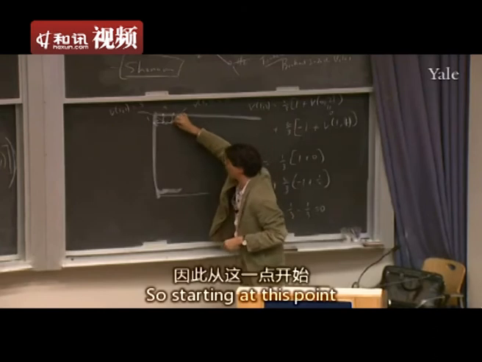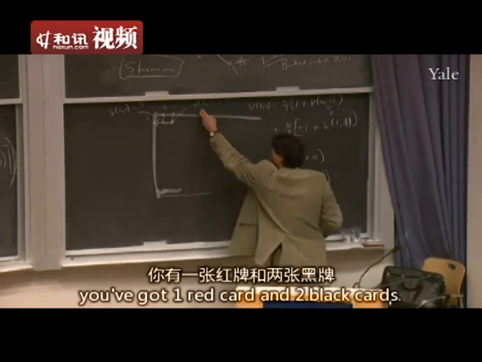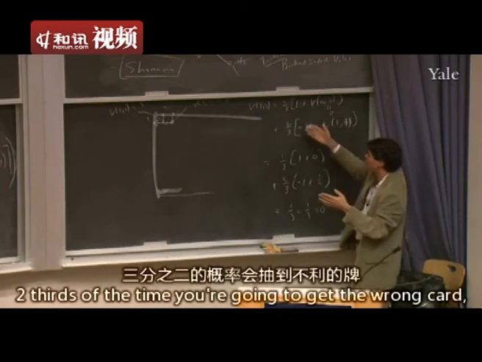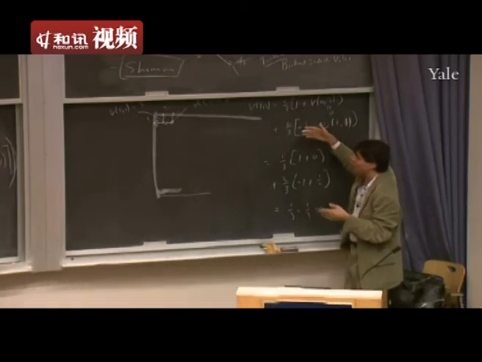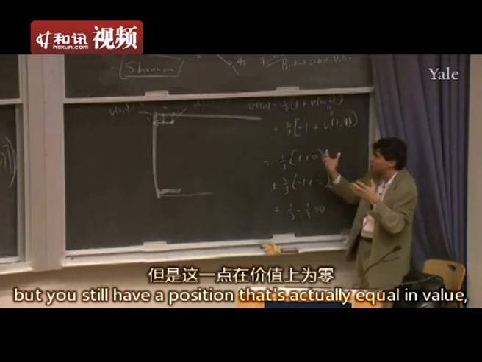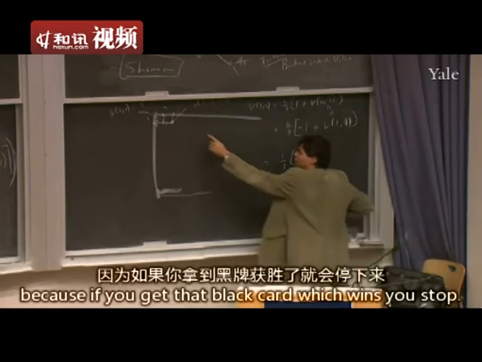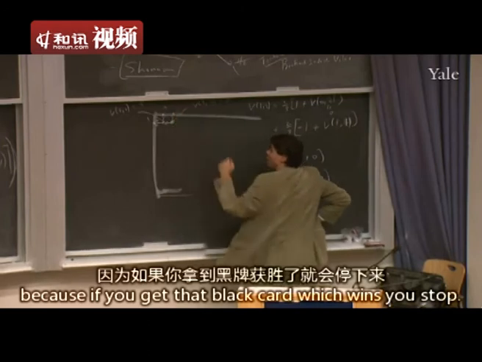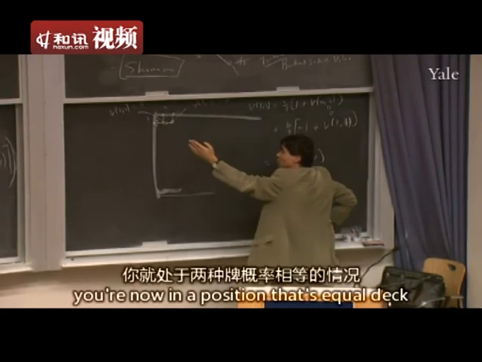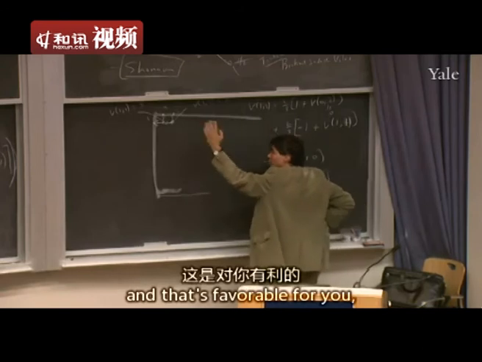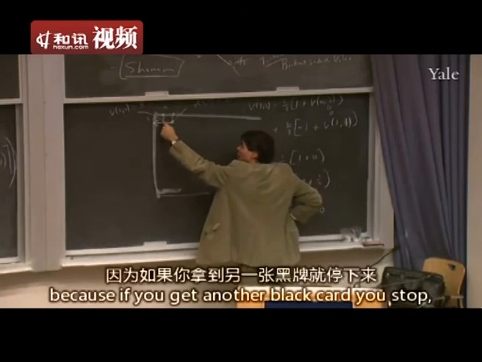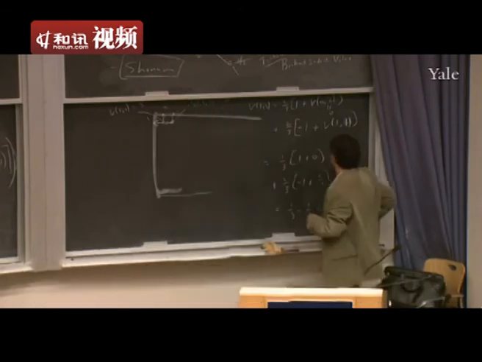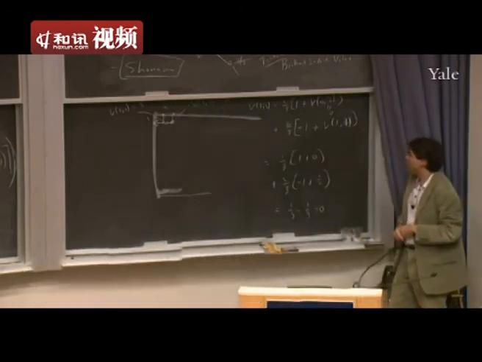So starting at this point, you've got 1 black card and 2 red cards. It looks horrible to pick a card. 2/3 of the time you're going to get the wrong card. But you still have a position that's actually equal in value. Because if you get that black card which wins, you stop. If you get a red card, you're now in a position that's equal deck, and the deck is favorable for you, because if you get another black card, you stop, and if you get a red card, you keep playing to the end.